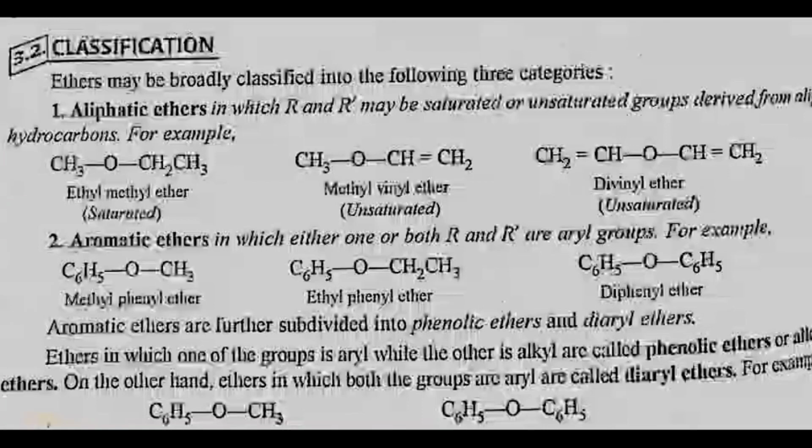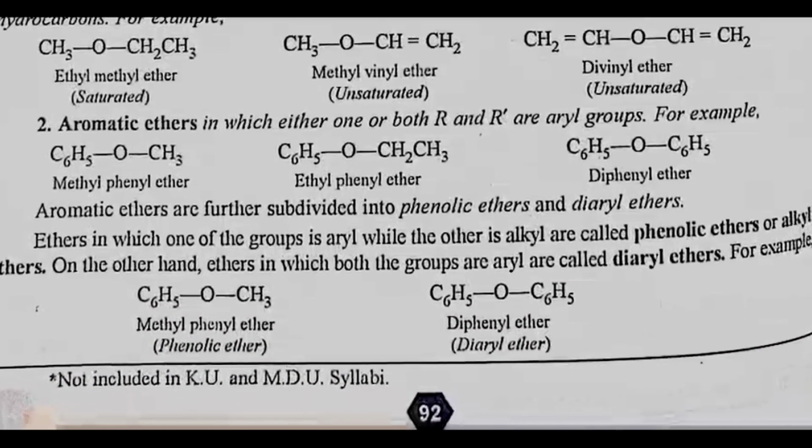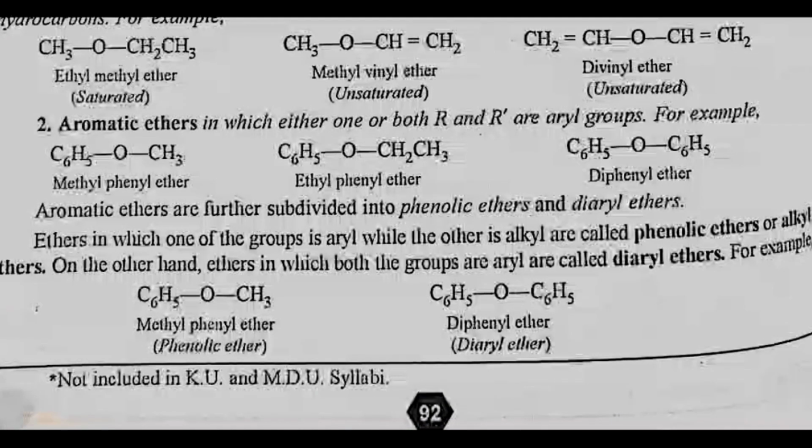First, aliphatic ethers, in which R and R' may be saturated or unsaturated groups derived from aliphatic hydrocarbons. For example, ethyl methyl ether, methyl vinyl ether, divinyl ether. Second, aromatic ethers, in which either one or both of R and R' are aryl groups. For example, methyl phenyl ether, ethyl phenyl ether, diphenyl ether.